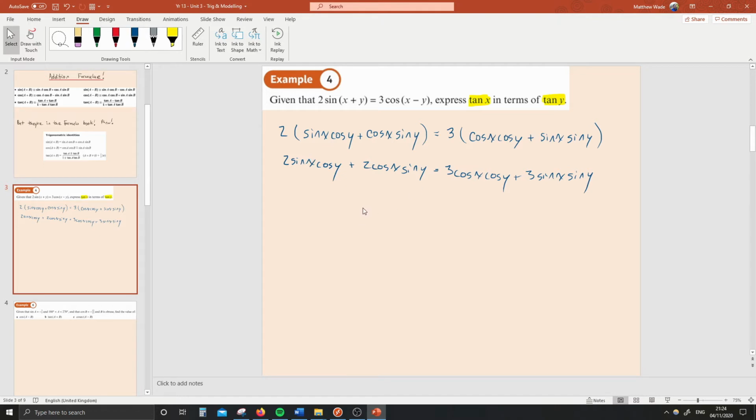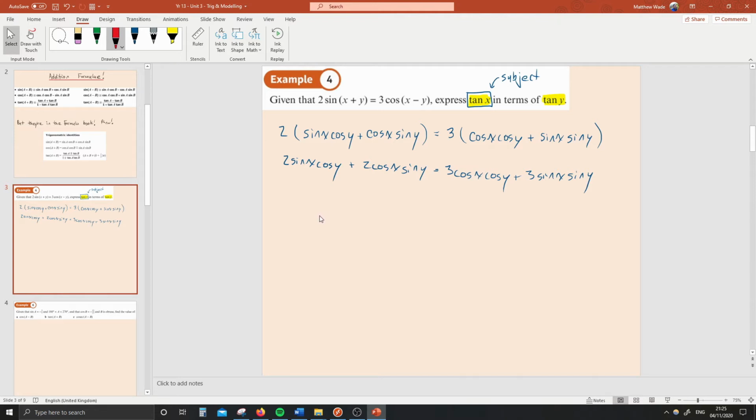I'm going to give you a hint. We want to express tan x in terms of tan y. So, in other words, we want this to be the subject. And here's your big hint. Is there anything, just look at this first term, that we could divide by in terms of x's and y's and sines and coses that would get me a tan x out of this 2 sine x cos y term?